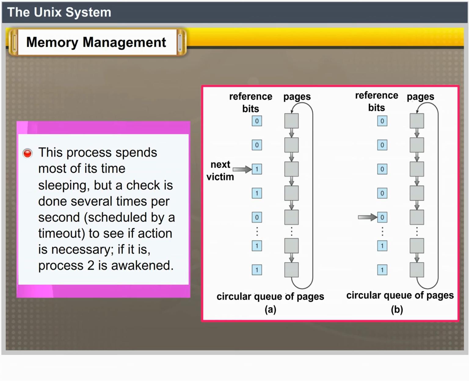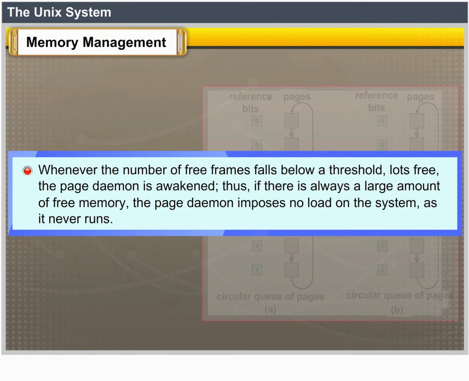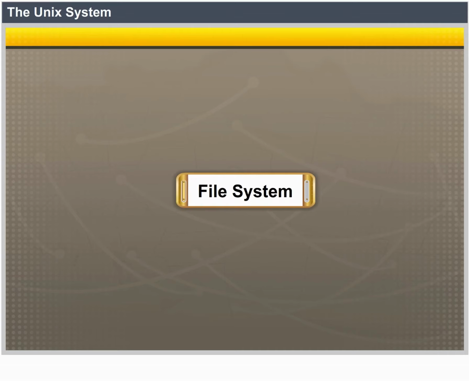This process spends most of its time sleeping, but a check is done several times per second, scheduled by a timer, to see if action is necessary. If it is, process 2 is awakened. Whenever the number of free frames falls below a threshold, lotsfree, the page daemon is awakened. Thus, if there is always a large amount of free memory, the page daemon imposes no load on the system because it never runs.